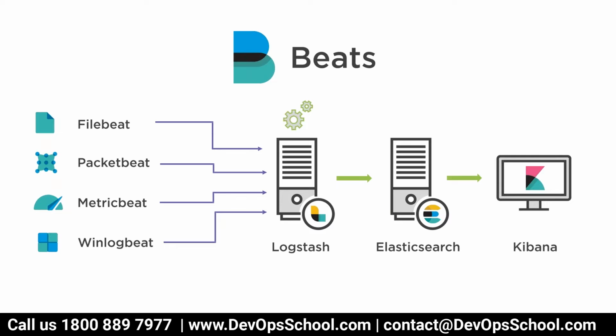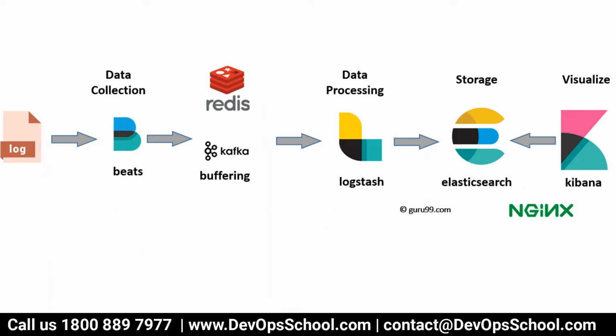Look at this image. The arrow sign is correct here in this image. Logs are coming. Logs can be any logs: Windows log, Linux log, database log, application log, network log, collected by the Beats. Now the Beats in this example are sending to Redis or Kafka. Kafka is for buffering, but it's not required in this session. Here the Beats send the data directly to Logstash for data processing. For storage, you have Elasticsearch, and for visualization you can use Kibana.